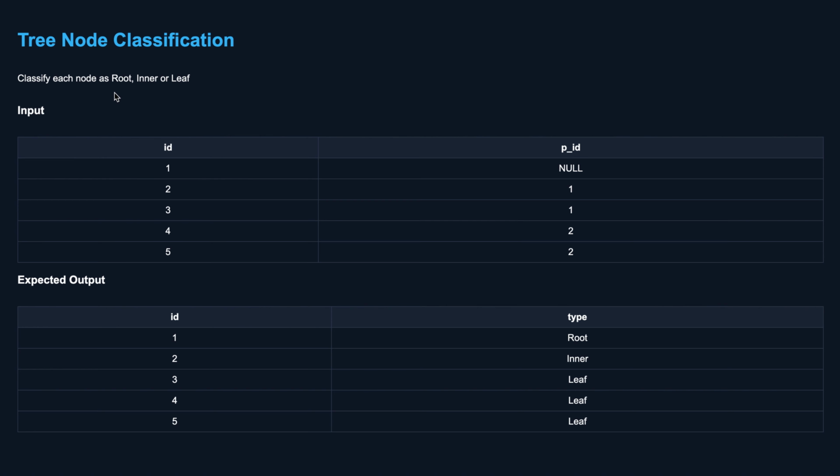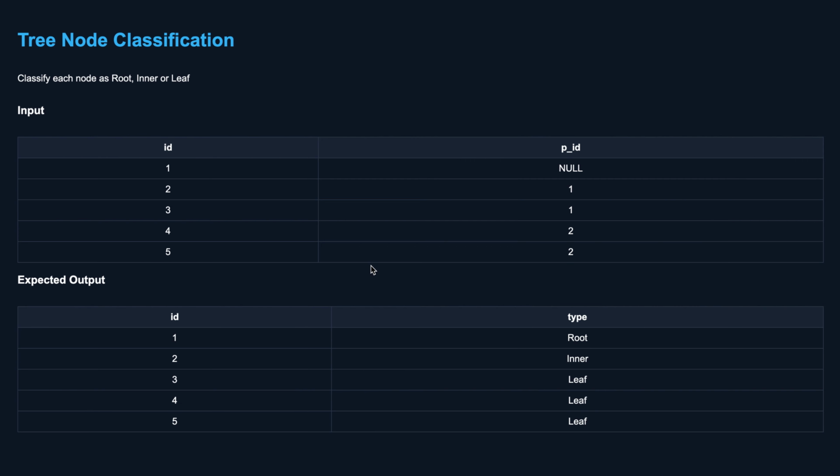A root node is a node that does not have a parent, so its P_ID will essentially be null. A leaf node is a node that does not have any children, so no other row in the table will point to it as a parent. And finally, an inner node is a node that has both a parent and at least one child.